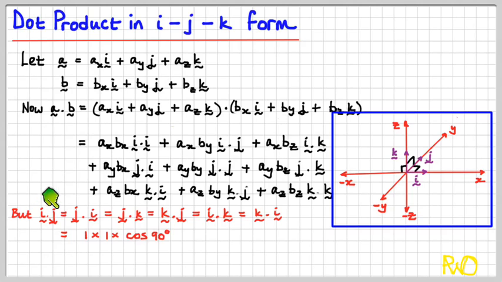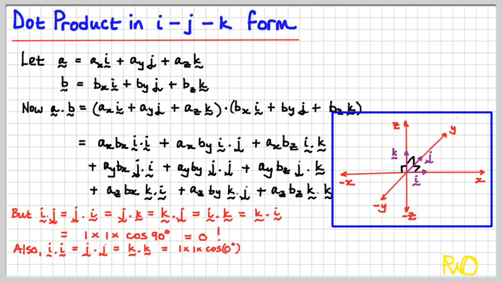But i dot j equals j dot i equals j dot k equals k dot j equals i dot k equals k dot i. And they all equal the magnitude of the first one, which is, they're all unit vectors, times the magnitude of the second one times cos of 90, because they are all perpendicular. You see, aren't they? And what does that equal? My dear friends, it equals 0. Good grief, you're saying. I know. Wonders never cease.